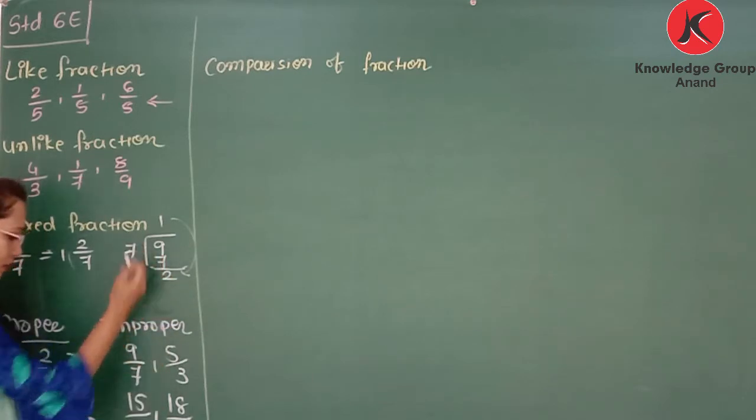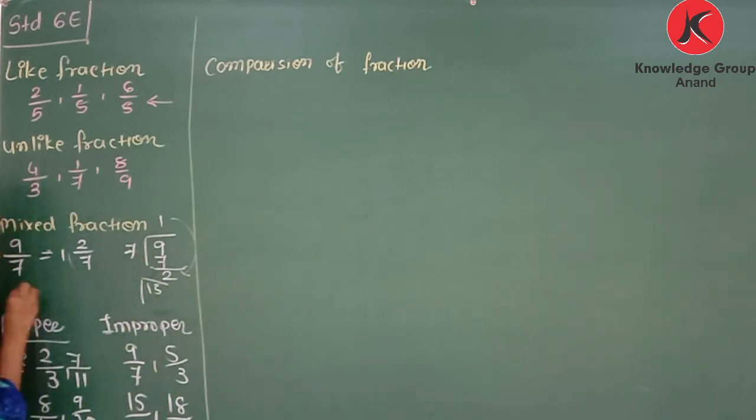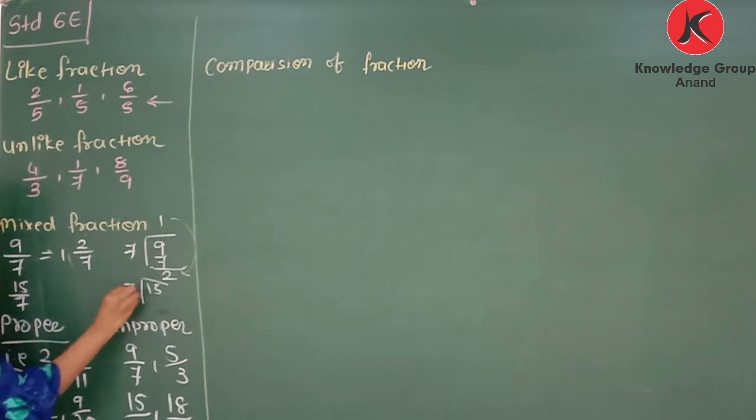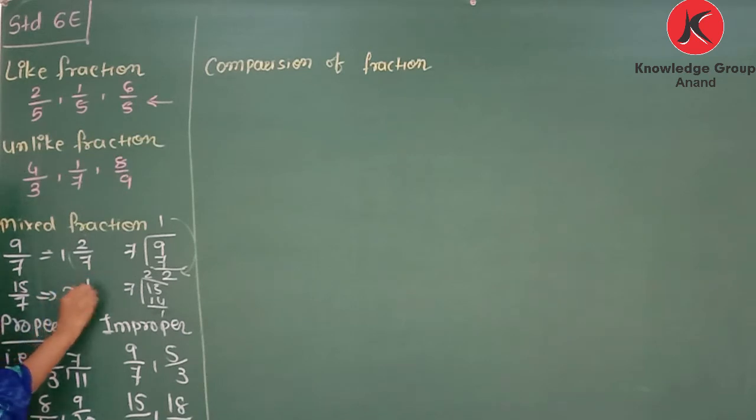Let's take example 15 by 7. So 15 is divided by 7. 7 twos are 14, remainder is 1. So we can write it as 2, 1 by 7. We can convert a mixed fraction into improper by performing multiplication and addition. 7 twos are 14 plus 1, 15 by 7. 7 ones are 7 plus 2, 9 by 7. Here we need to perform multiplication and addition. Clear? So an improper fraction is converted into a mixed fraction and a mixed fraction is converted into an improper fraction.